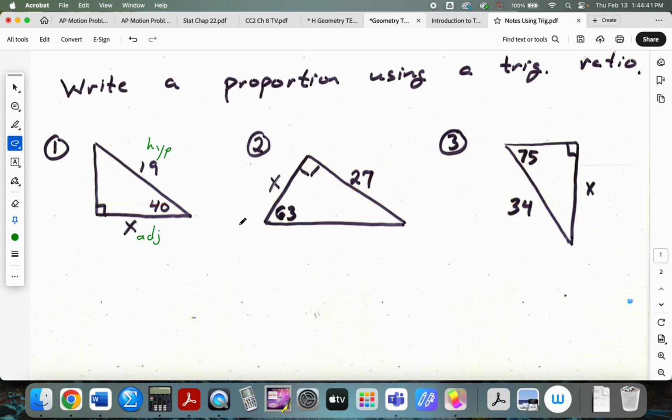So, which one of our three ratios has both hypotenuse and adjacent in it? Tangent is opposite over adjacent, which is short for what? Cosine. Cosine, thank you very much. Yes, cosine. So this is going to be the cosine of 40 is equal to the adjacent leg, x, over the hypotenuse, 19.